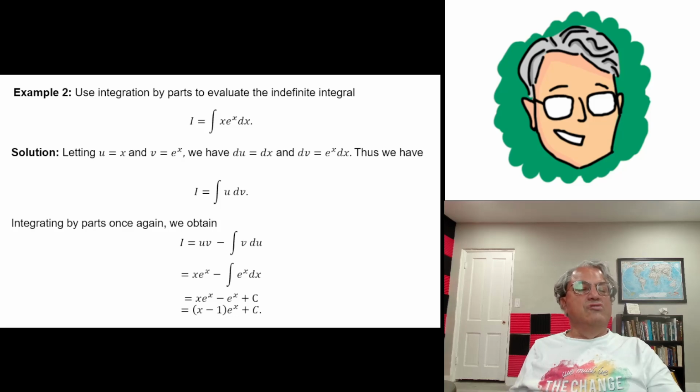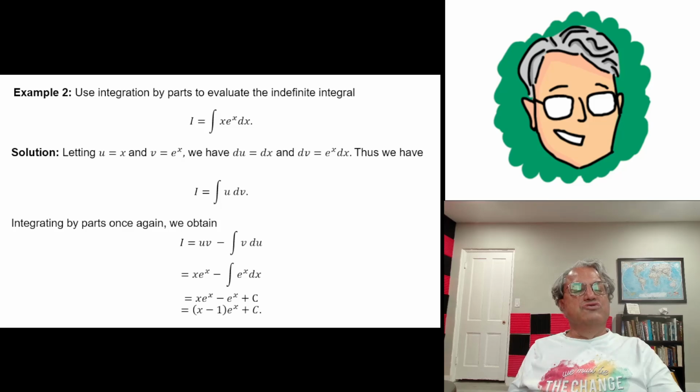And now, once again, we apply integration by parts, so we know that it's equal to uv minus the integral of v du. We plug in everything again. u is x and v is e to the x. So our first product is x e to the x. And now we're subtracting the integral of v, which is e to the x, times du, which is dx. So that's just the integral of e to the x dx. That's an easy integral. That's just e to the x plus c. So we're going to get x e to the x minus e to the x plus c.